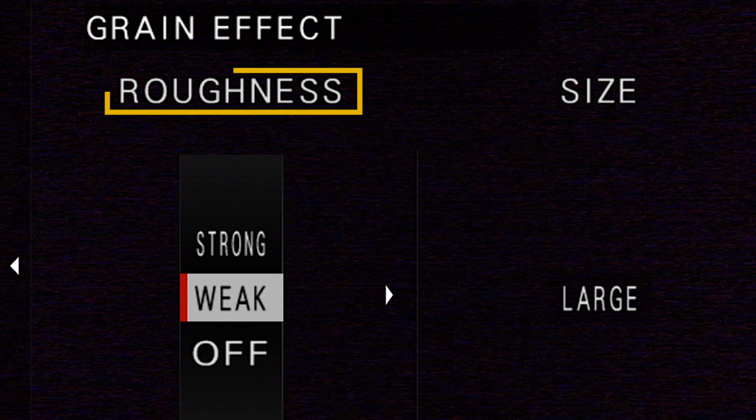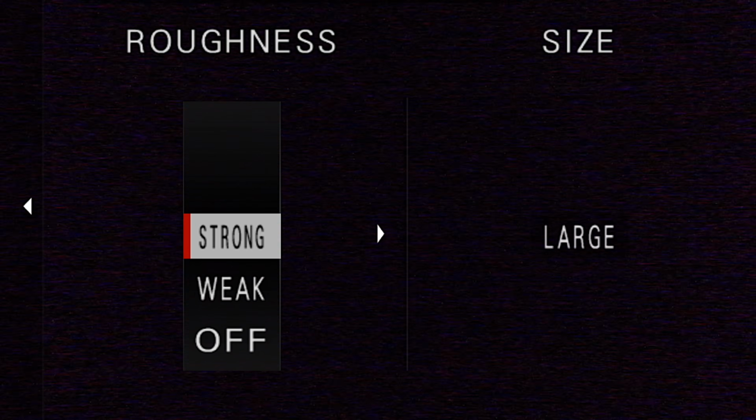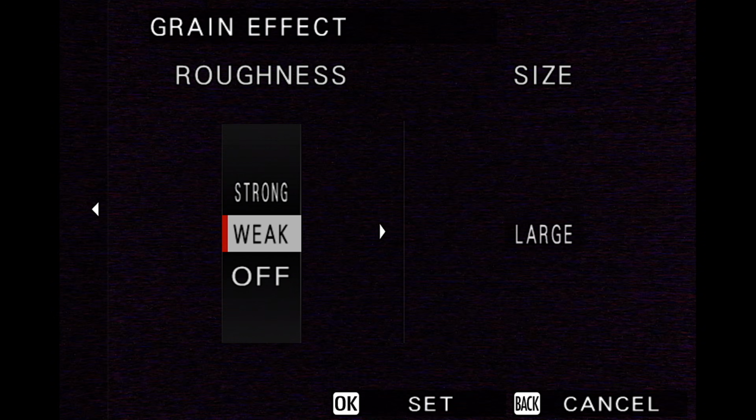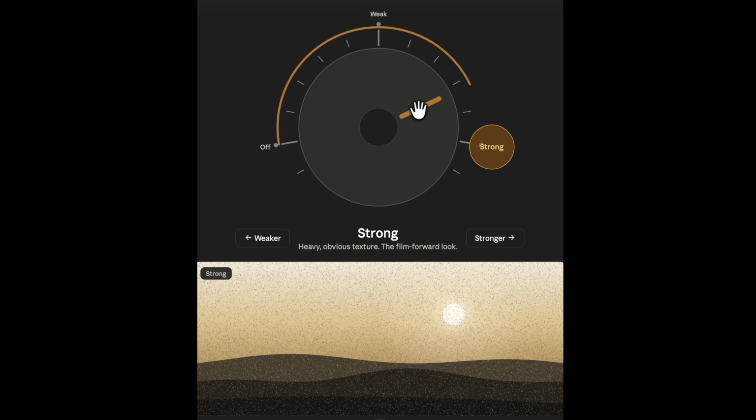The first setting, roughness, controls how much grain you get. Your choices are off, weak, and strong. And you should know right off the bat that weak on here is definitely weak. If you set it to weak, you're gonna have to really look to find the grain. However, strong makes that grain pretty obvious. So think of the roughness setting as sort of a big grain volume knob that turns it up or down.